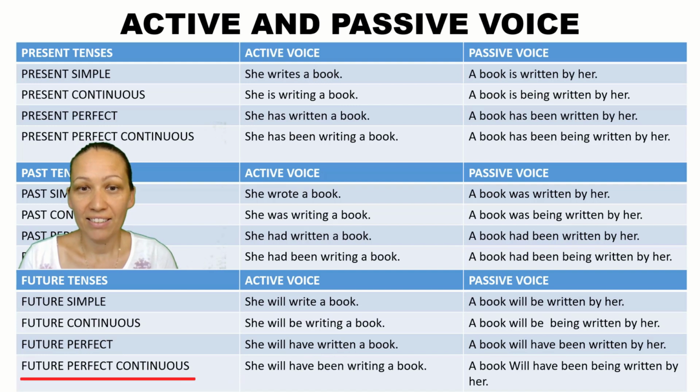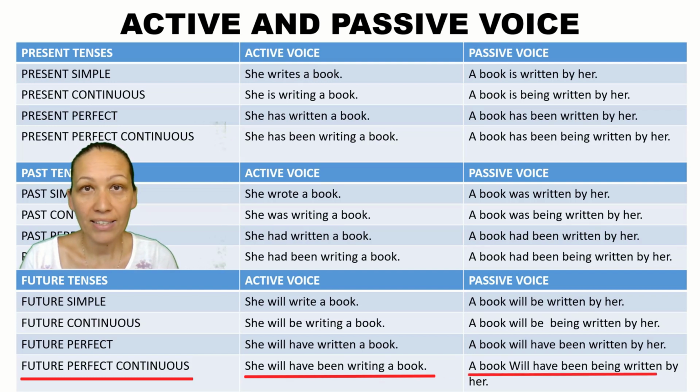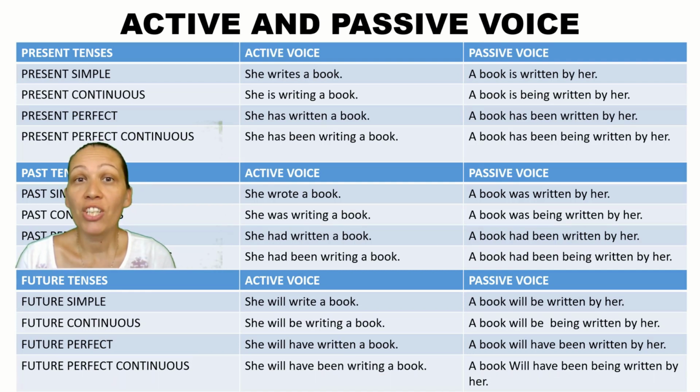Future perfect continuous. The active voice sentence is she will have been writing a book. And the passive voice sentence will be a book will have been being written by her. As I've mentioned before, it's quite uncommon and rare. It's hard, and you will hardly ever meet perfect continuous passive voice sentences, but they exist, and we need to know how to form them.